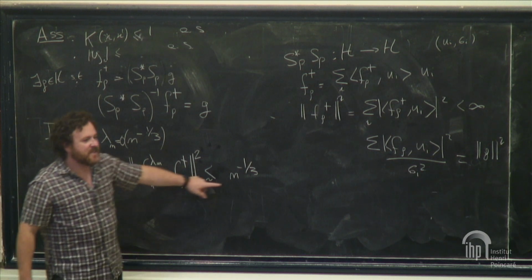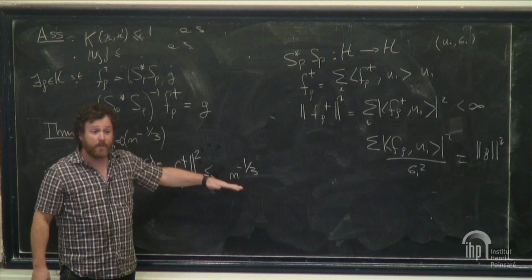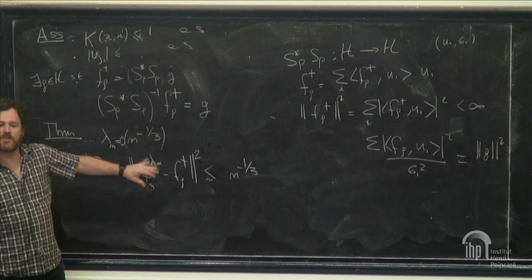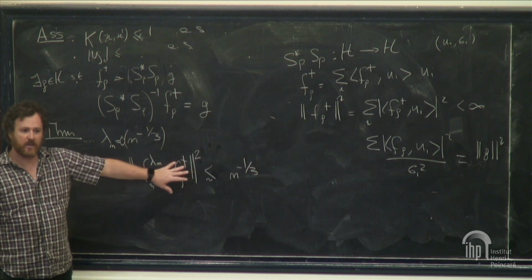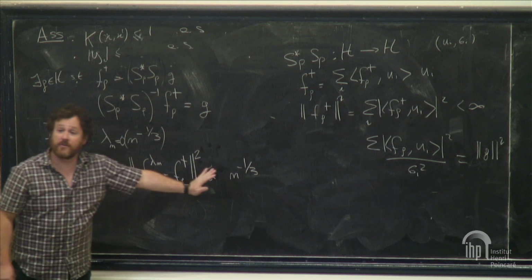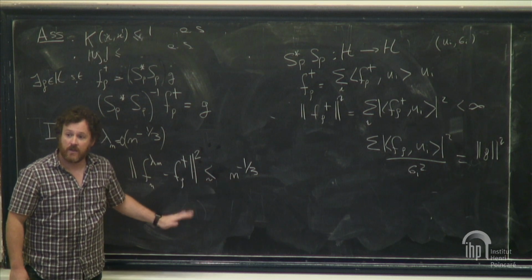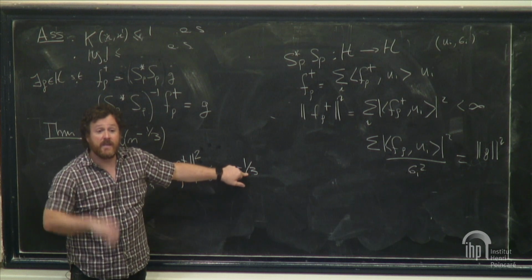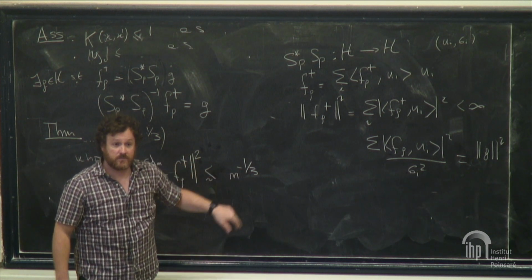The point I was trying to make is just that this result is actually good. It's actually optimal in a minimax sense. So if you allow yourself to choose any possible procedure to estimate this function, under this assumption, you cannot do better than this. This third comes essentially from the fact that we're allowing ourselves to be infinite dimensional.